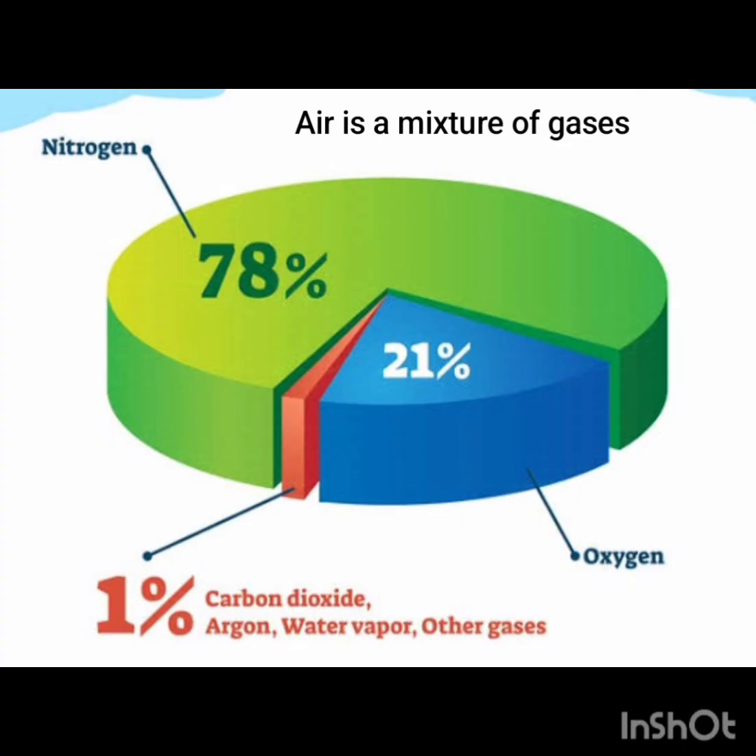Now we learn about gas-gas mixtures. You know, air is a homogeneous mixture of many gases. You cannot see the components of air separately. Different gases from air can be separated by a process called liquefaction of air.